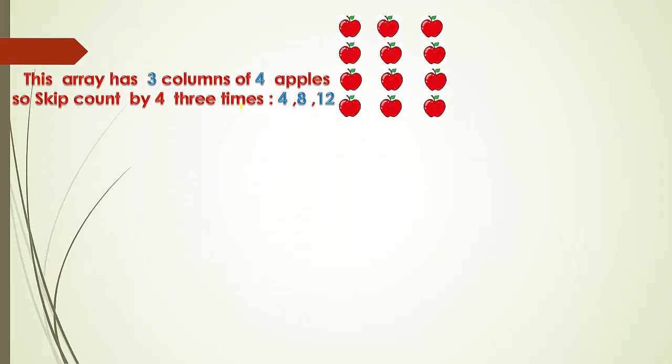This array has how many columns? 1, 2, 3. I have 3 columns. Each column has 1, 2, 3, 4 apples. So my students, I'll skip count by 4, 3 times. So I will say 4, 8, 12. I'll skip count by 4: 4, 8, 12.